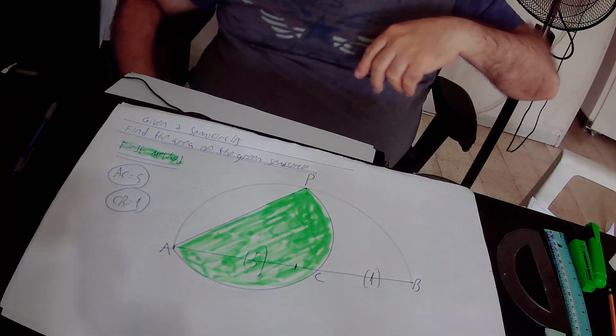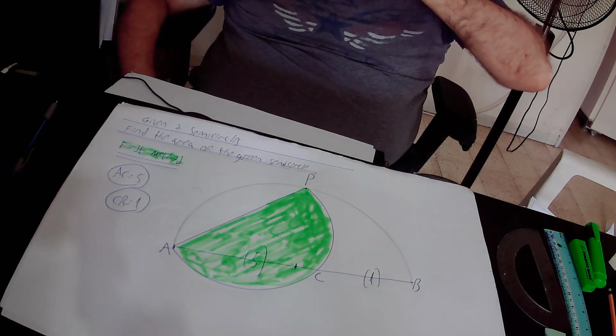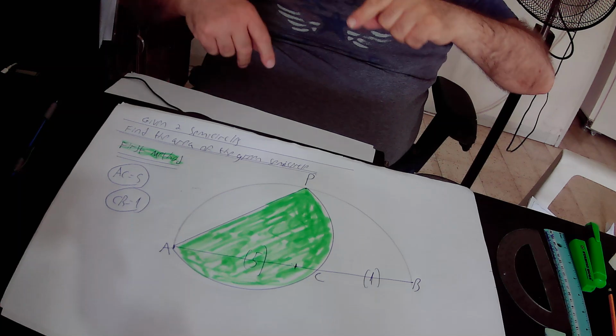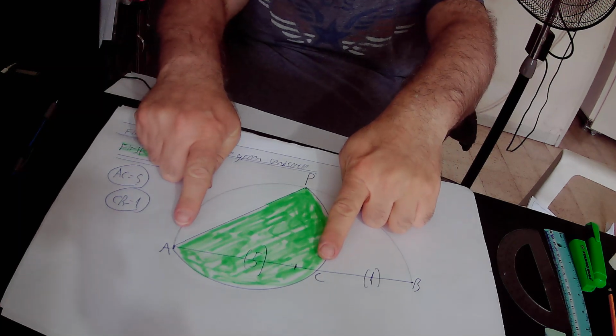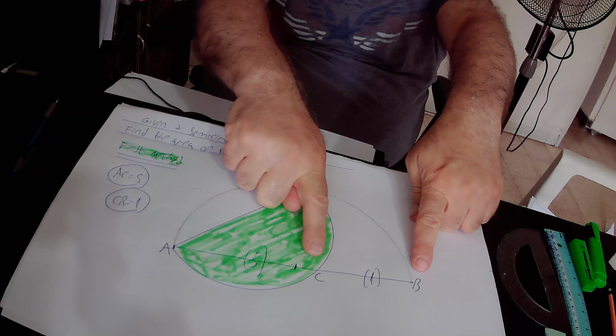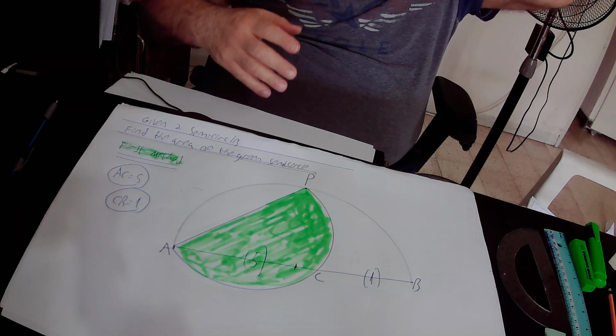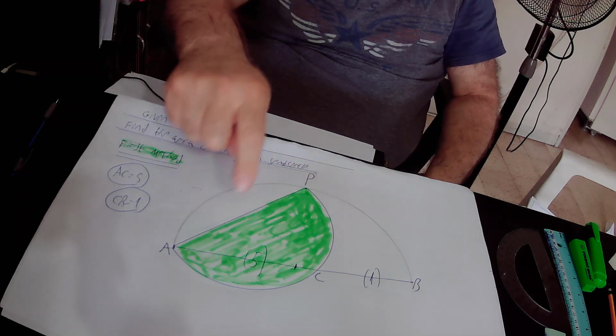Hello, in this lecture we'll find out the area of the green semicircle using two different methods. In the drawing we have two semicircles. We know that line segment AC equals 5 units in its length. This is line segment CB that equals 1 unit in its length. Our mission is to find out the area of this green semicircle.